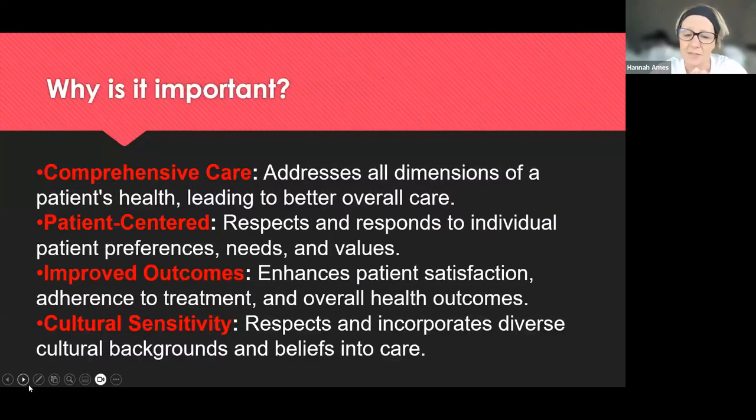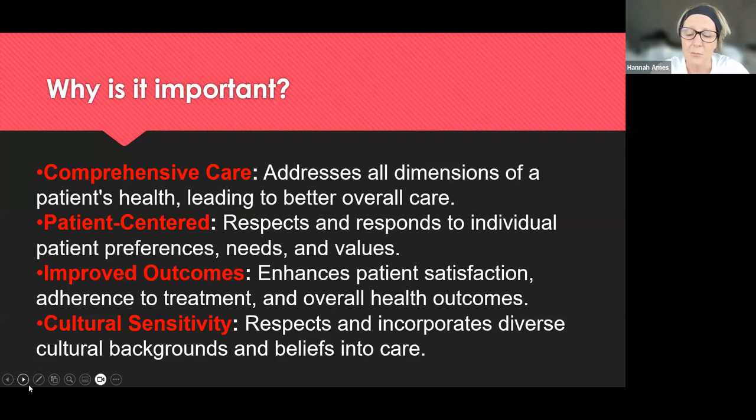Like I said, it is really important because it demonstrates comprehensive care, so addressing all dimensions of patients' health, and being really patient-centered, so really respecting and responding to the individual patient's preferences, needs and values. That's important in your OSCE because you need to listen to what your patient actually is saying and appropriately pick up on those concerns and address those.